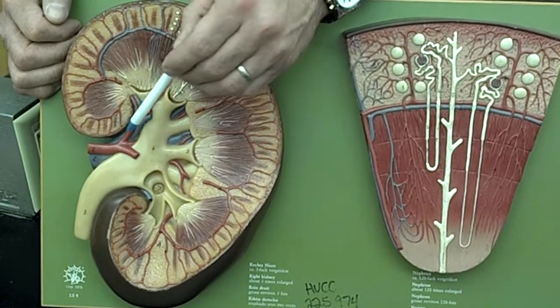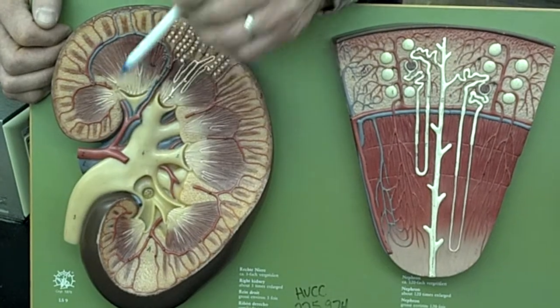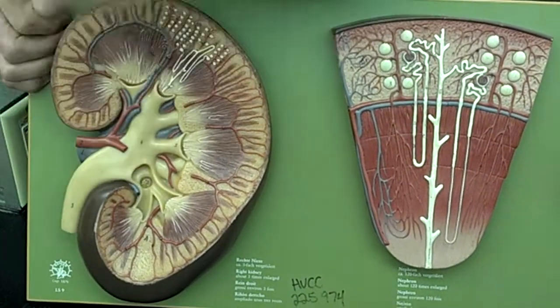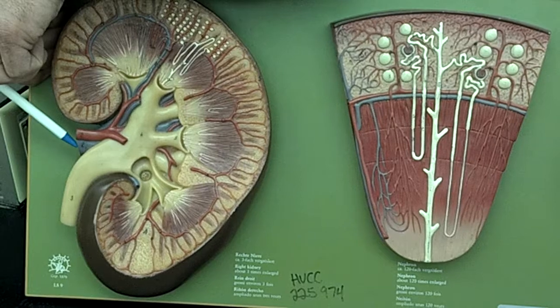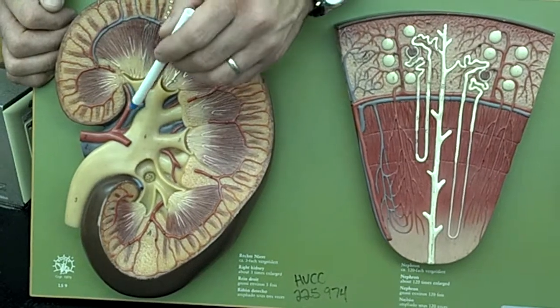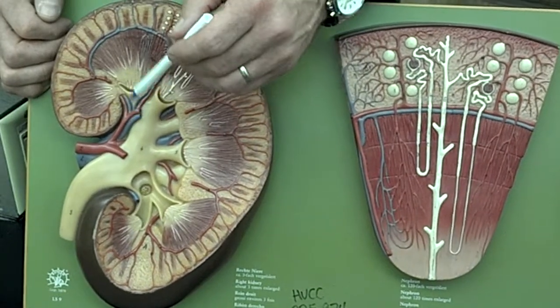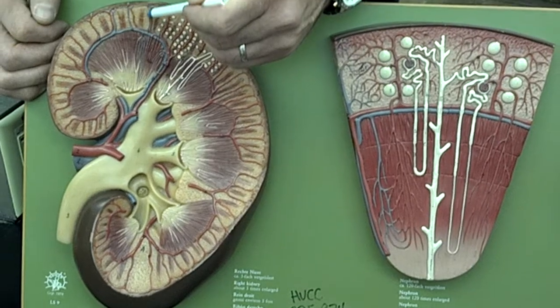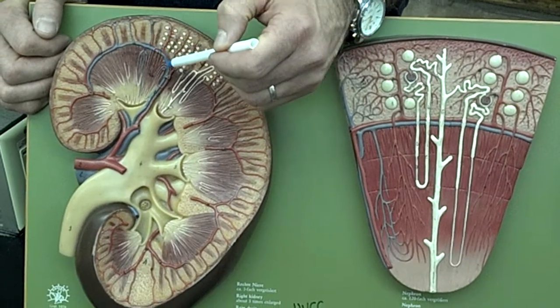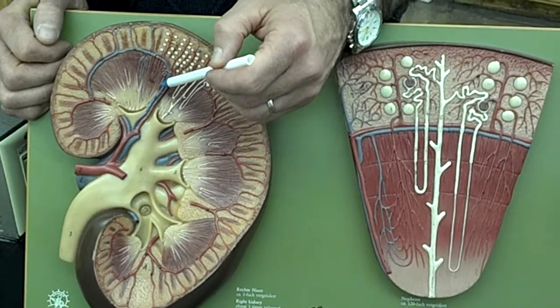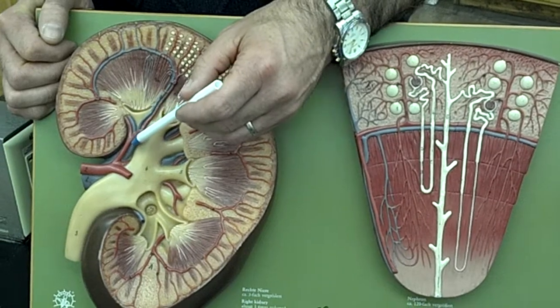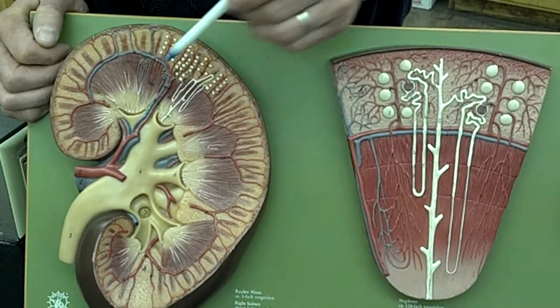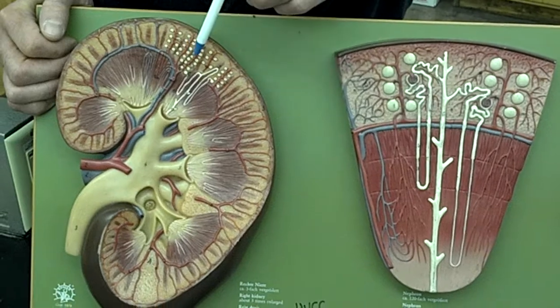We also see the venous drainage of the kidney here, where blood exits via the renal vein. The renal vein is formed as the cortical radiate vein drains into the arcuate vein, then into the interlobar veins, and then ultimately to the renal vein. We'll go through the microscopic anatomy on a different model.